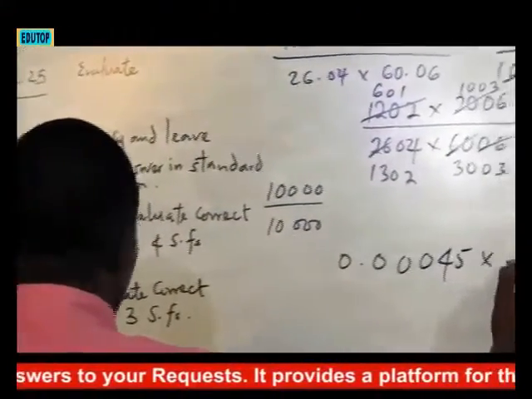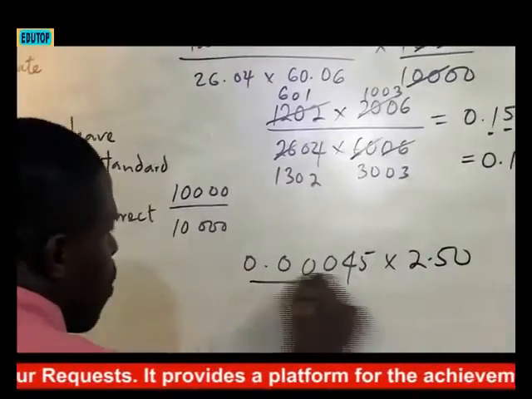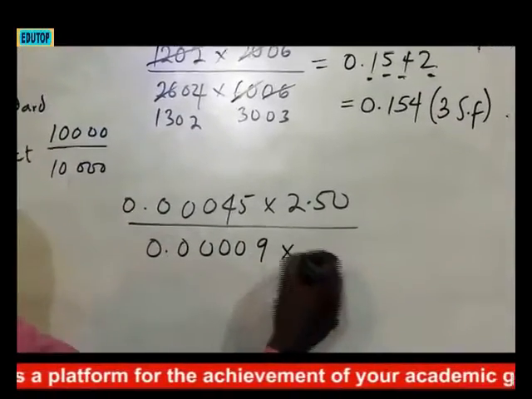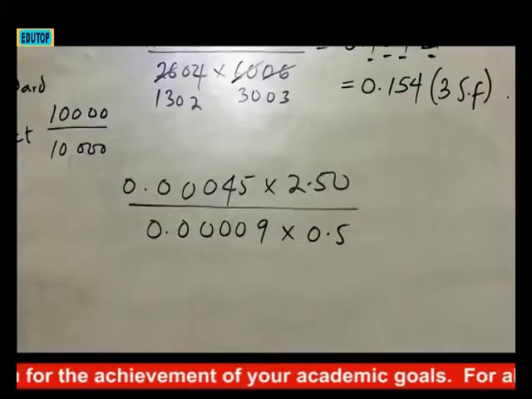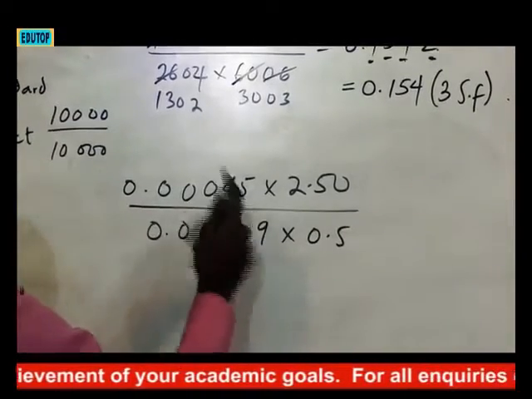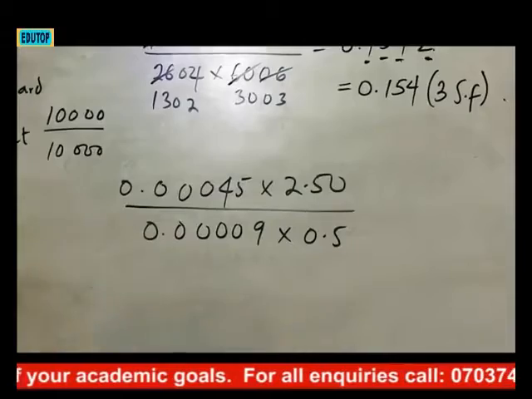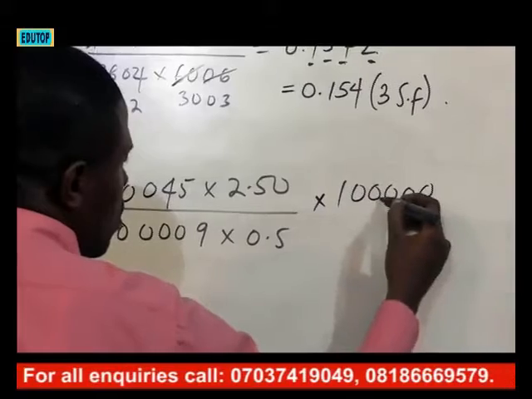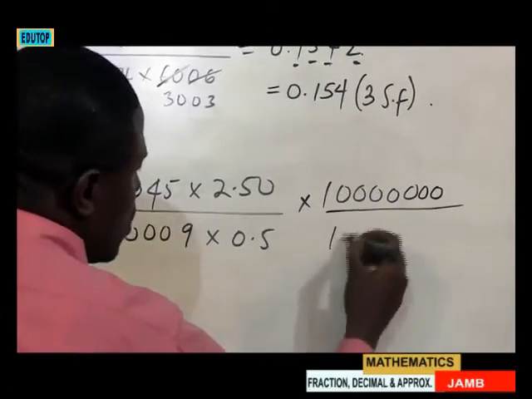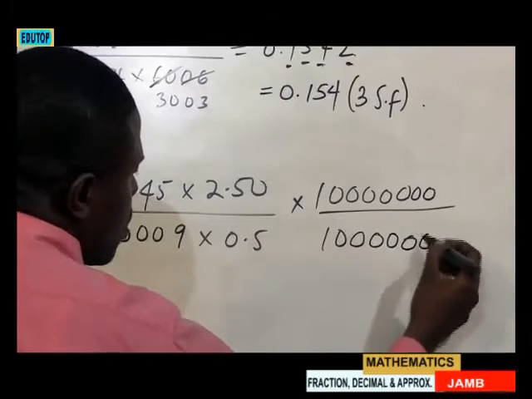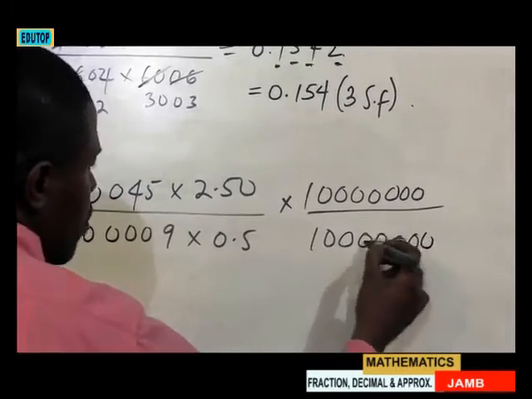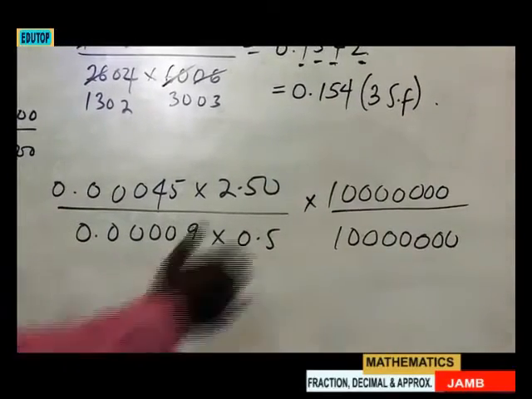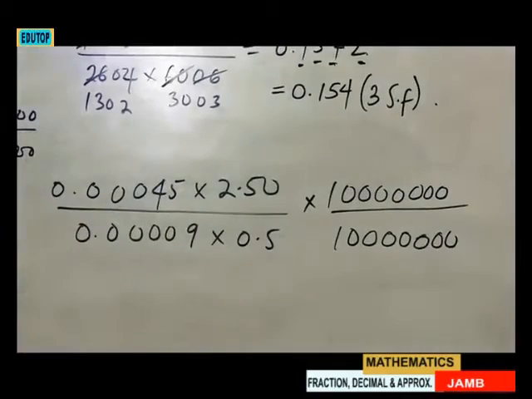0.00045 times 2.50 over 0.00009 times 0.5. Also, we count the number of decimals once again. 1, 2, 3, 4, 5. 1, 2, making it 7. So we can multiply this by 7 zeros. Also this by 7 zeros. Now, this divided by this is 1. 1 times this is still the same fraction.